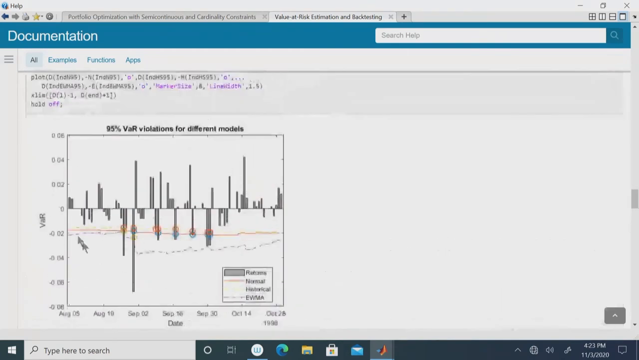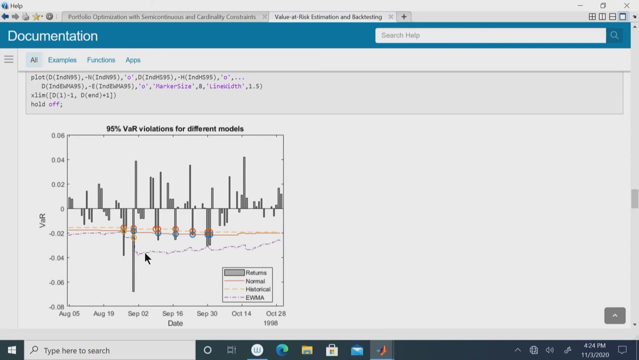So, in this period, the ones which are in bars or these gray colored boxes are the actual values, and the graph in golden dotted lines is the historical data. The one given as an orange line is the VAR graph using the normal distribution, and finally, we have the purple dotted lines which are for the EWMA. So, these three graphs are essentially the same graphs that we had seen earlier when we were discussing each of the individual methods.